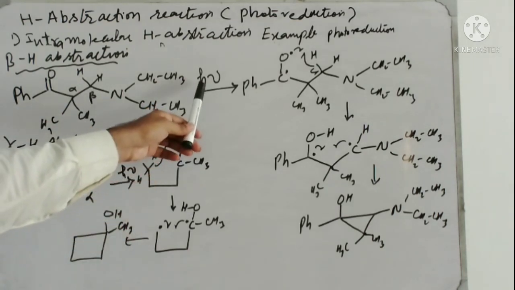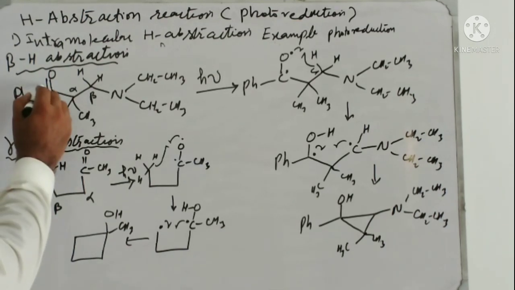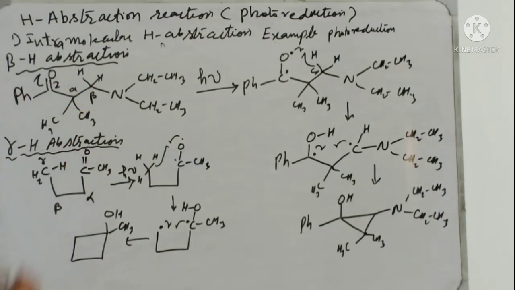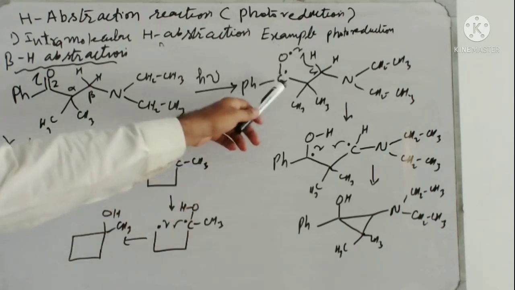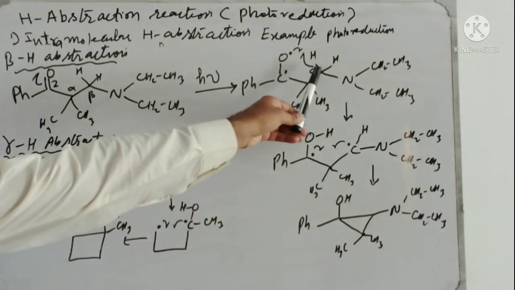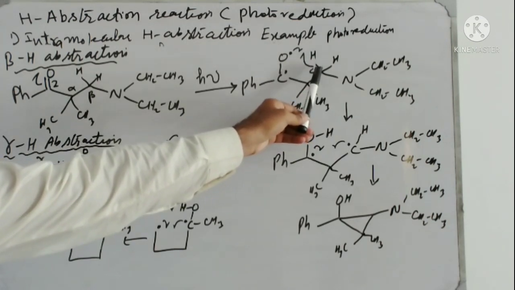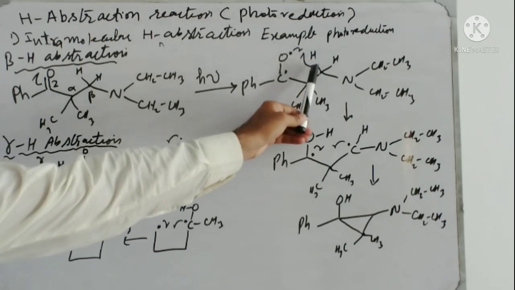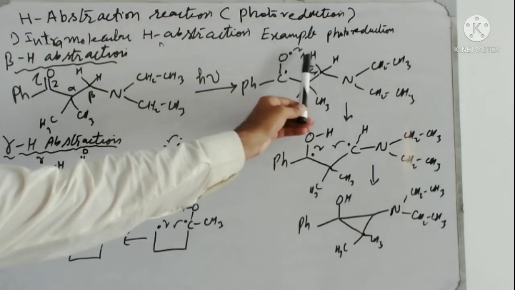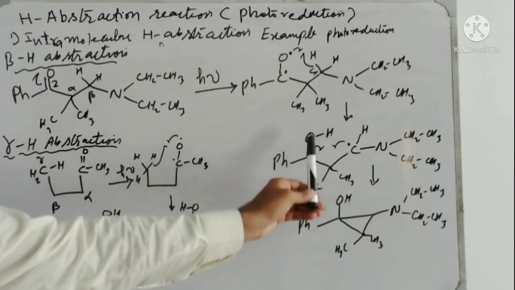In the presence of light, this carbonyl forms an alkoxy radical through homolytic cleavage. First it is excited to the singlet state, and then through intersystem crossing it forms the triplet excited state. This beta hydrogen, this C-H bond, undergoes homolytic cleavage, and this hydrogen radical and this oxygen radical combine to form a single covalent bond between hydrogen and oxygen, giving this OH.